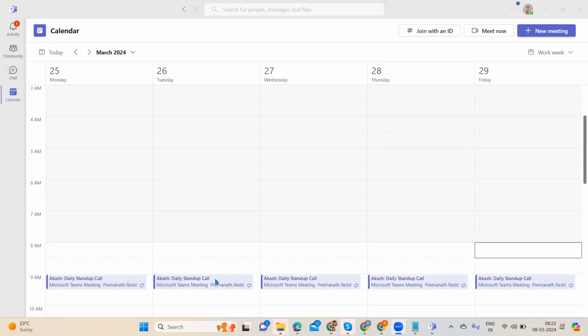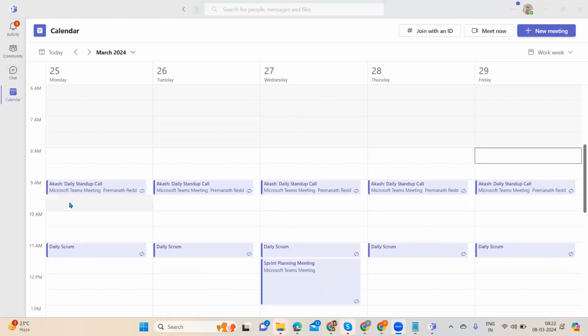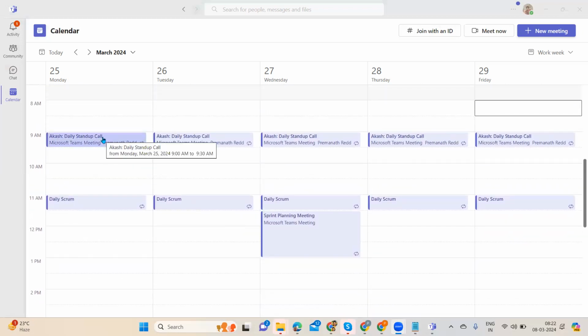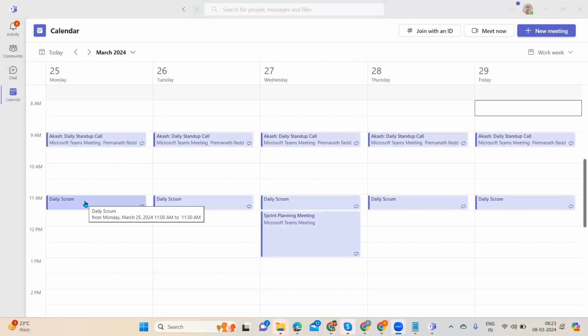You are the Scrum Master for two projects. So this is the Akash team, and this is the other team. This is how it will look. First you will be taking the updates from the Akash team, and then you will go to the next team. This is how your calendar looks. So you are handling two teams. One team you will have the Scrum call at 9 a.m. and the other team at 11 a.m. So now I understood how to schedule a daily Scrum call.